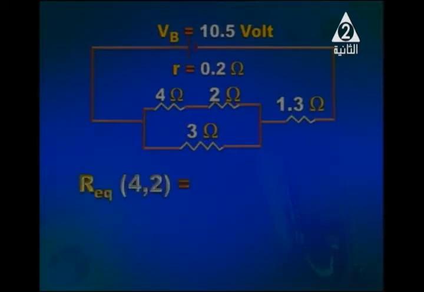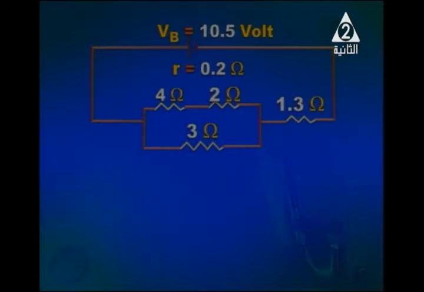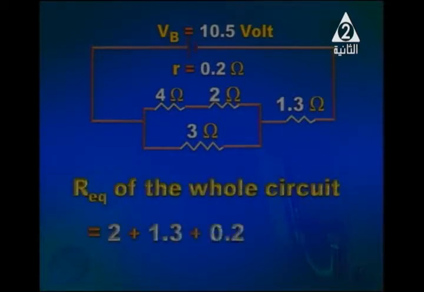R equivalent of the 2 resistors, 4 and 2, they are connected in series, so 4 plus 2, it is 6 ohm. R equivalent of 6 and 3, they are connected in parallel, product over the sum, it is 2 ohms. This 2 ohm is connected, R total of the whole circuit, in series to 1.3 and the internal resistance 0.2, so the total resistance is equal to 3.5 ohm.